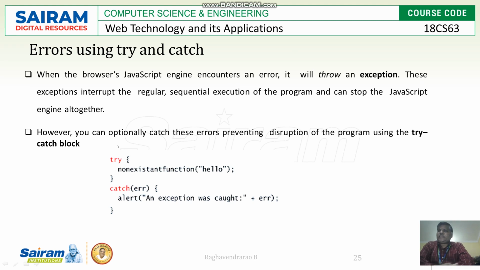Then if any errors occur, you can catch those errors. For that it will throw some exceptions. So there are try and catch blocks. If you have studied Java, you will know about this. Try and catch blocks are present. The example is try and catch blocks for this function. If hello is not there, then an error is raised. Alert, the exception was caught, so that error message gets displayed.